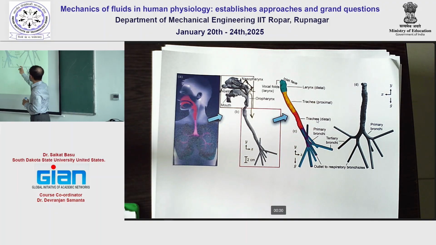How many outlets are here? 1, 2, 3, 4, 5, 6, 7, 8. So 2 to the power of 3 is 8, in the graphic from yesterday. So it's the third generation.